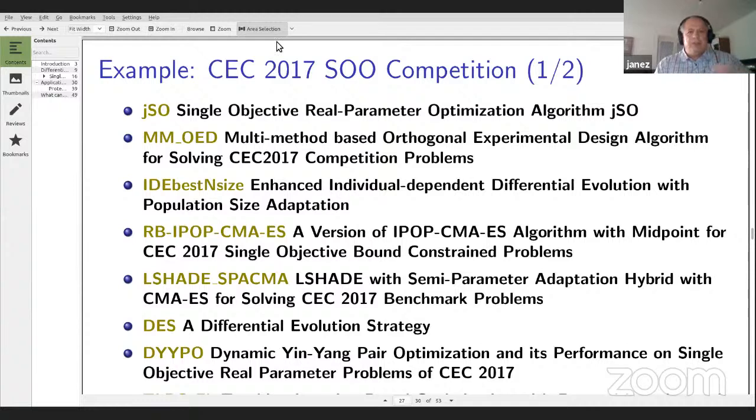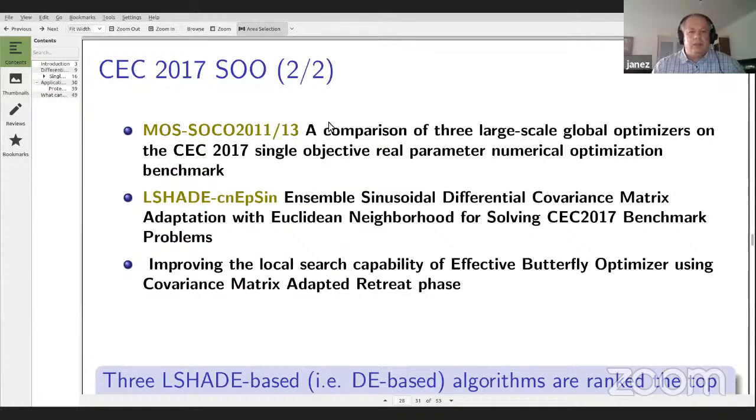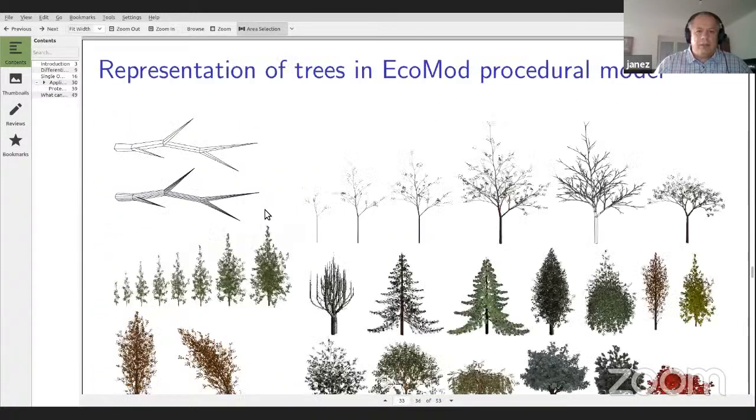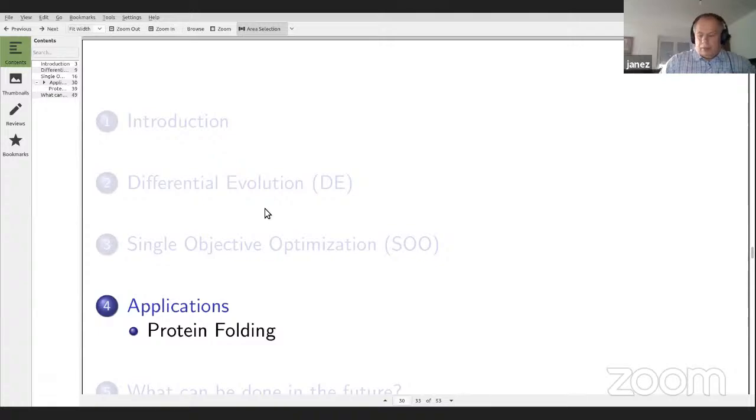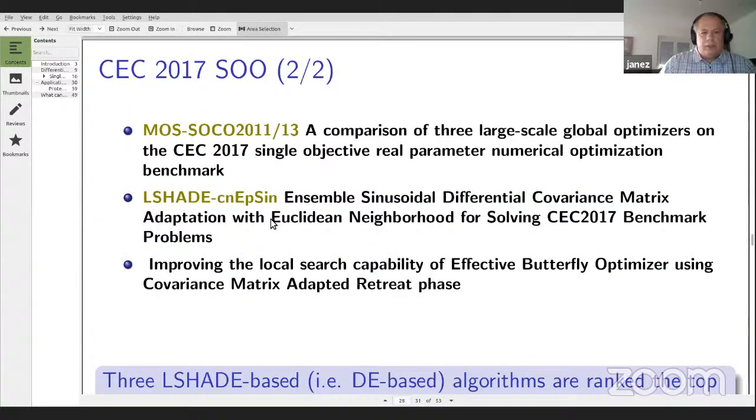Just as an example, at CEC there were several algorithms based on differential evolution and also other algorithms. Just to point out, three or four of the top four ranked were DE-based algorithms. For example, that competition was not three years old, but at that competition there were quite many algorithms.